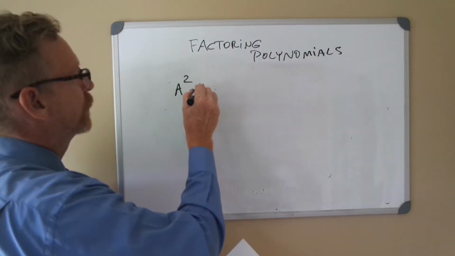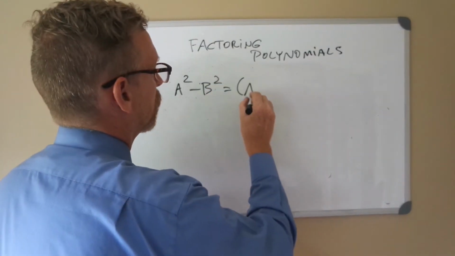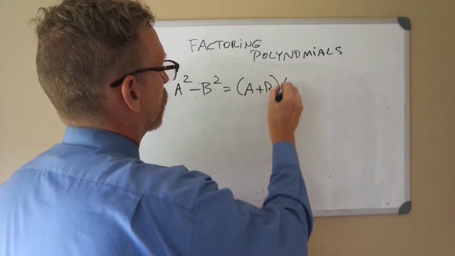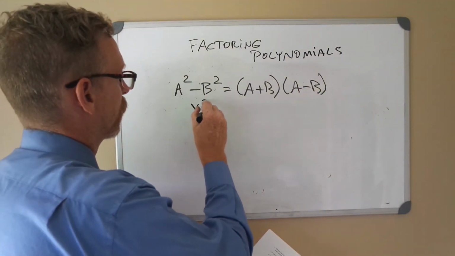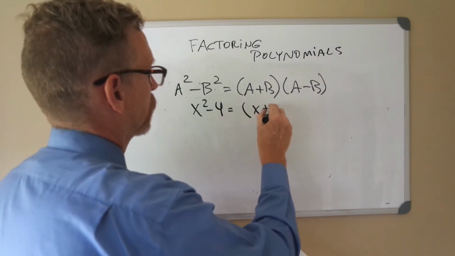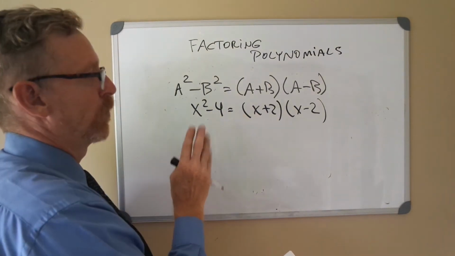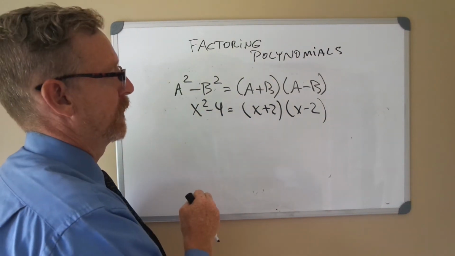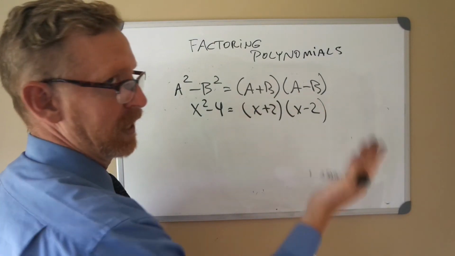Our first one is a squared minus b squared is equal to a plus b times a minus b. So, for example, x squared minus 4 is equal to x plus 2 times x minus 2. You notice that the term with the x in it is not in there, because the outside is a negative 2x and the inside is a positive 2x. They cancel each other out.